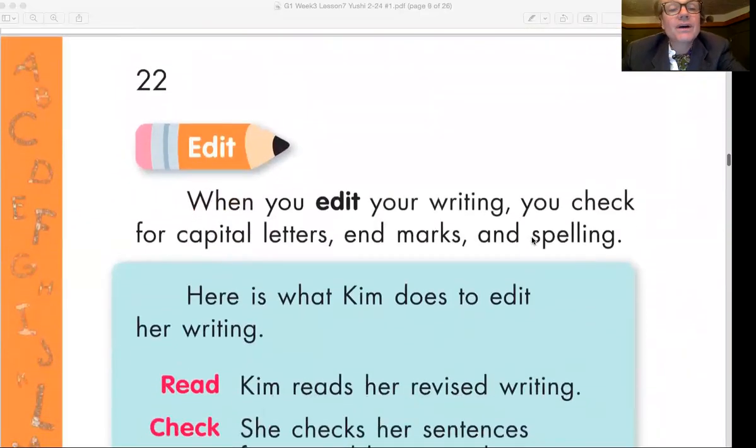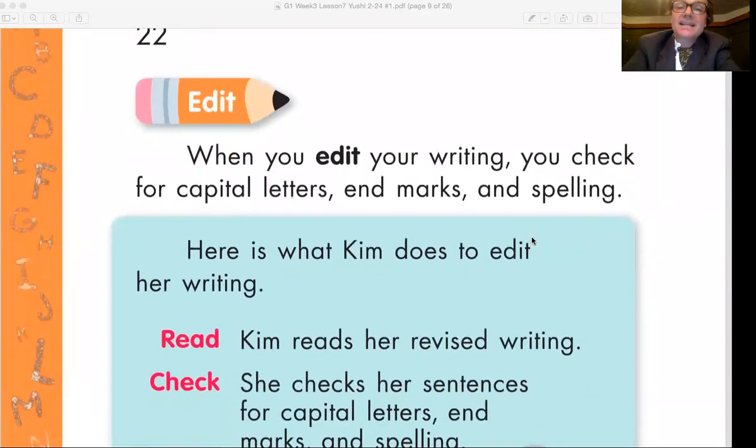So now we've come to edit. To edit. Let's see what it says. When you edit your writing, you check for capital letters, end marks, and spelling. So now we're getting technical, right? We have gone and got the story and we've started to write the story. But now we have to make sure that our writing is correct.